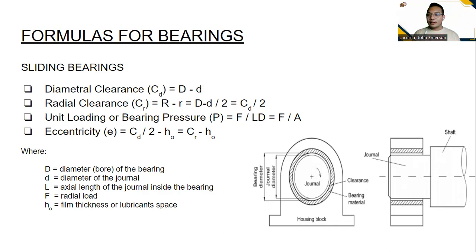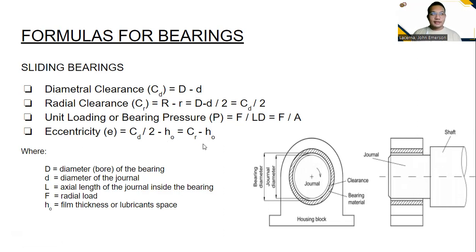Unit loading or kilalang-kilala natin na stress ay force over cross-sectional area, or P equals ating force or load over LD, length at diameter ng ating bearing. Eccentricity, denoted by small letter E, is equals to C sub D over 2 minus HO, or yung ating film thickness or lubricant space, or C sub R minus HO.